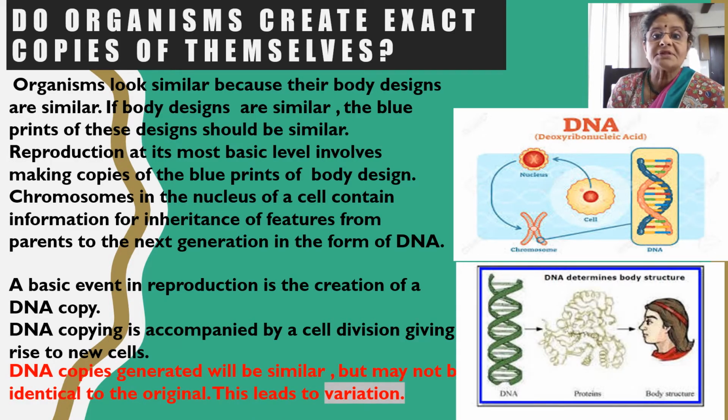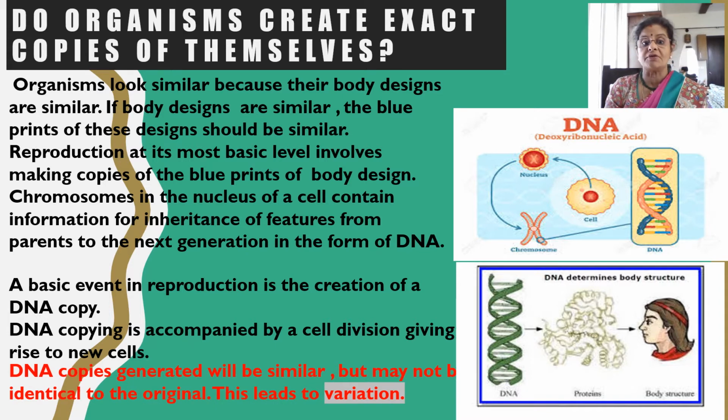Do organisms create exact copies of themselves? It's an important question to answer. Organisms look similar because their body designs are similar. If body designs are similar, that means the blueprints of these designs should be similar. Reproduction at its most basic level involves making copies of the blueprints of body design.